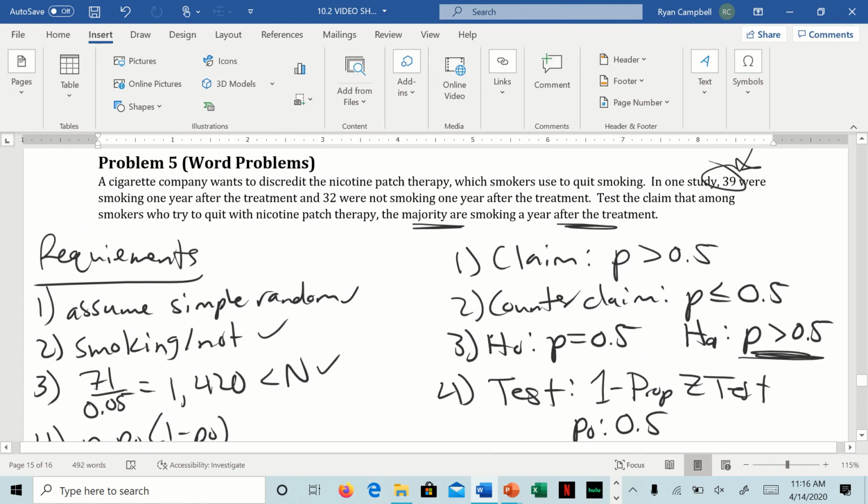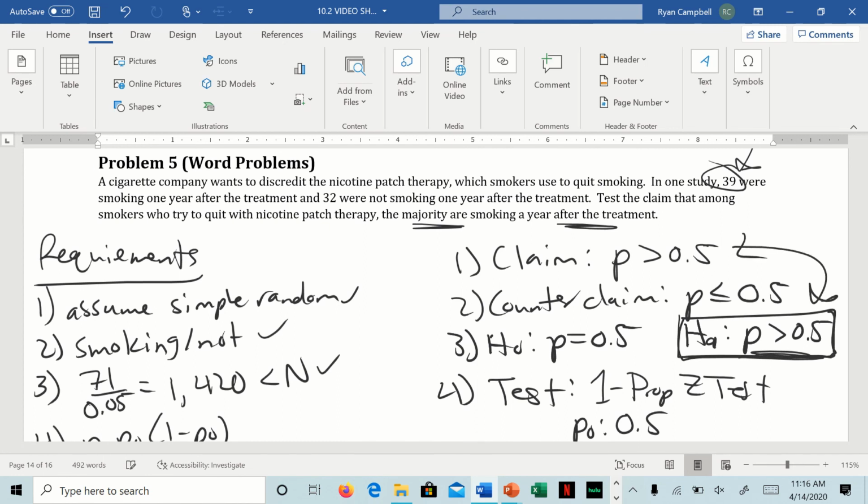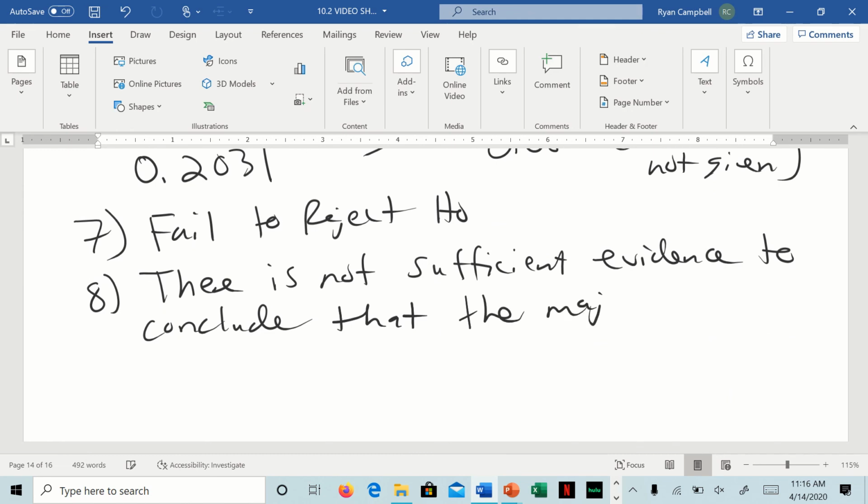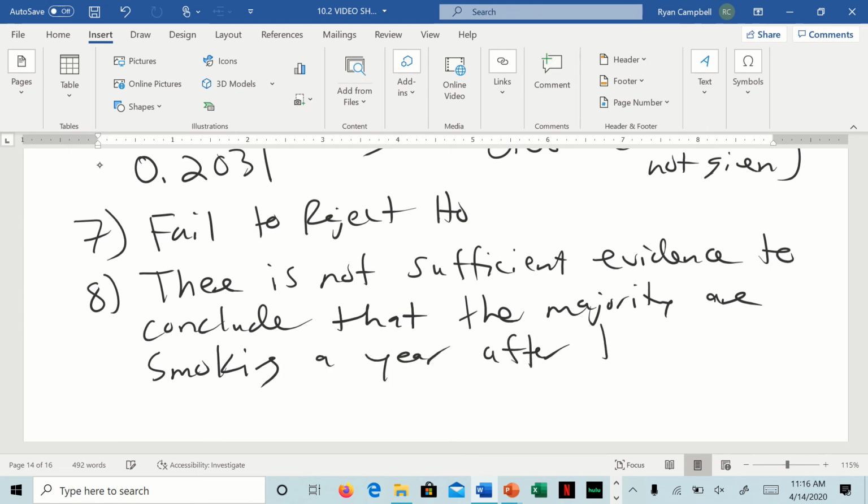So let's look at what we're trying to conclude. P is greater than 0.5, which is the same as the claim, so we can just rewrite the claim, right? That the majority are smoking a year after treatment, or therapy.